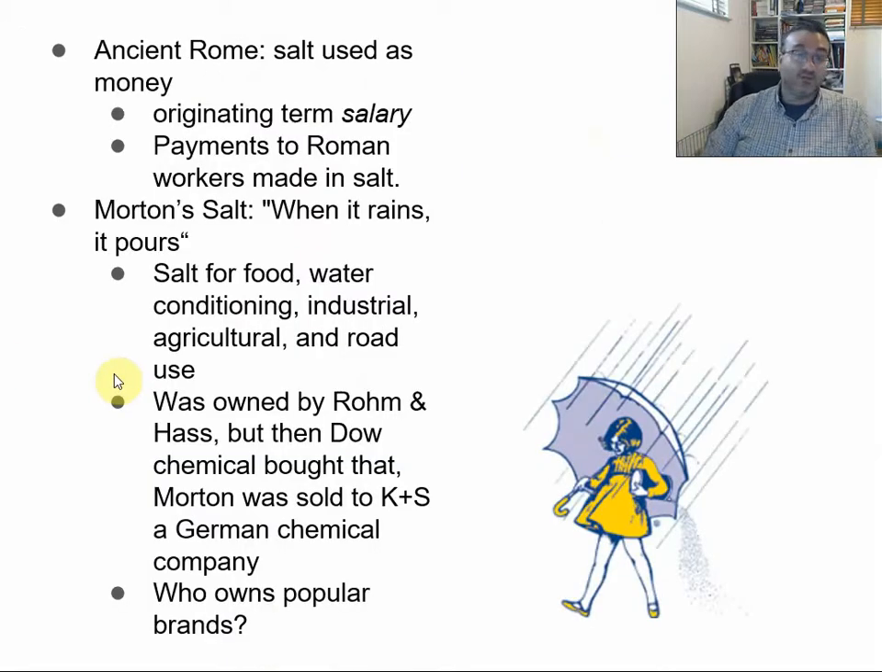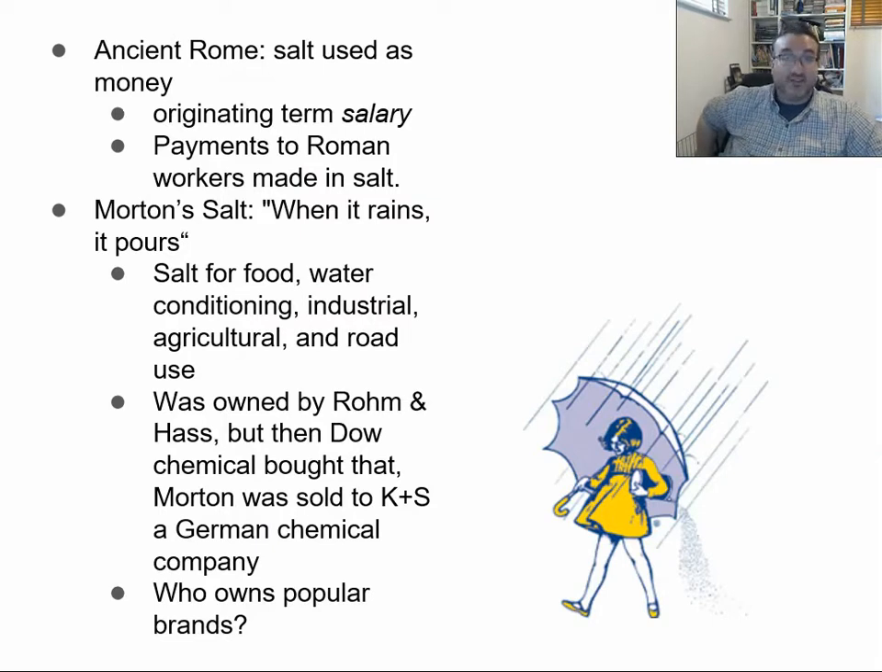It's actually worth mentioning some of the history of salt because it's so interesting. In ancient Rome, salt was used as money. It led to the term salary. The Roman workers were paid in salt to flavor their food. Salt is also a very useful preservative to keep food from spoiling. And so if you salt your food, it prevents microorganisms from causing it to rot away.